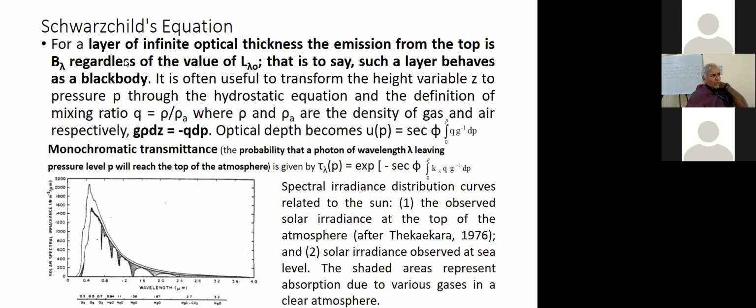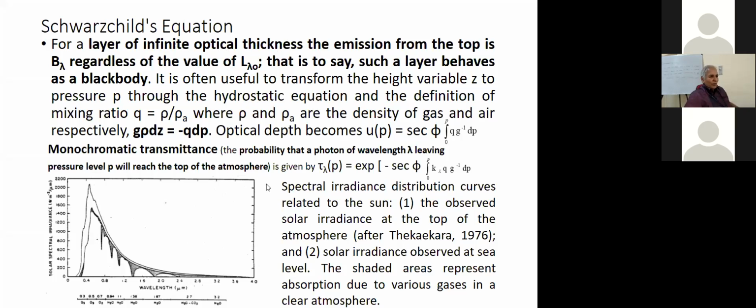So it tells you that for a layer of infinite optical thickness, the emitted radiance is given by the Planck radiance, irrespective of the value of the initial radiance. That means when you have infinite optical thickness, what is emitting from the top of the atmosphere is actually the Planck body radiance. So the atmospheric layer behaves like a black body. That is what it actually means.